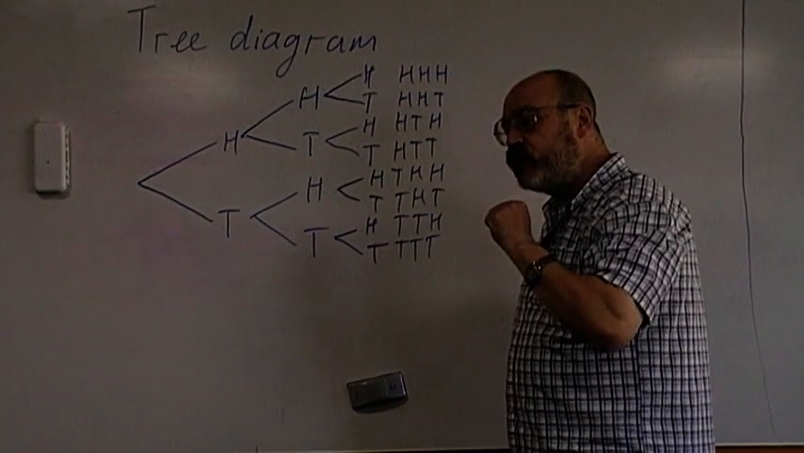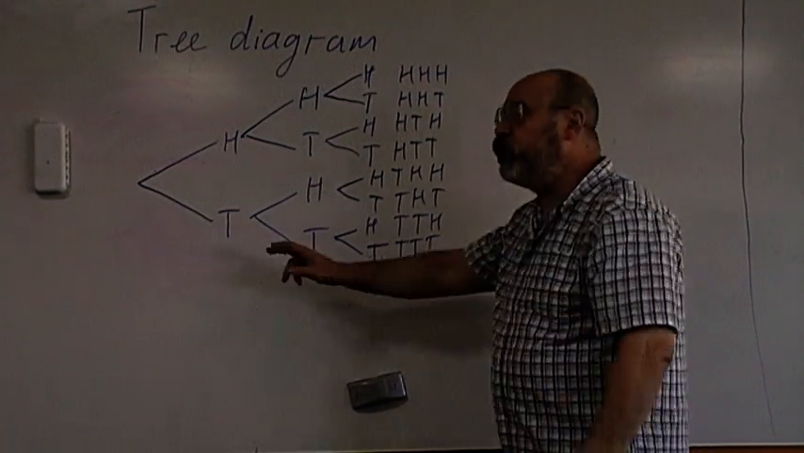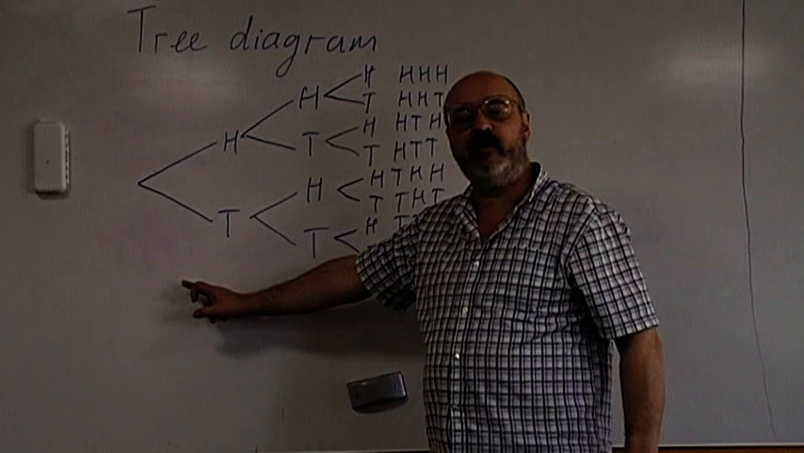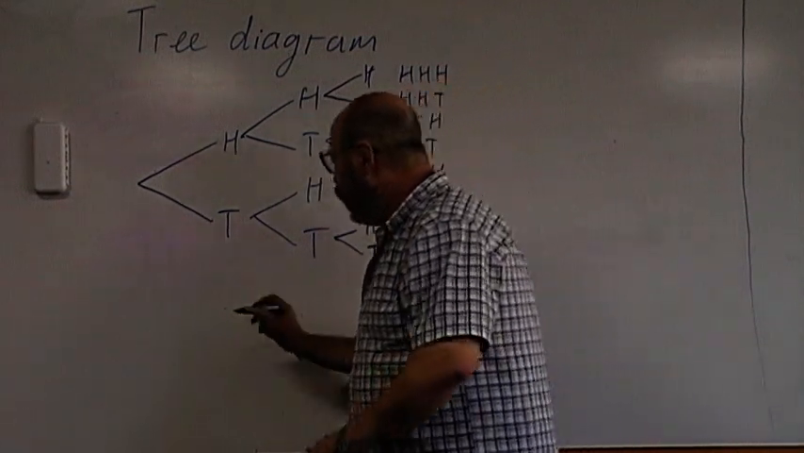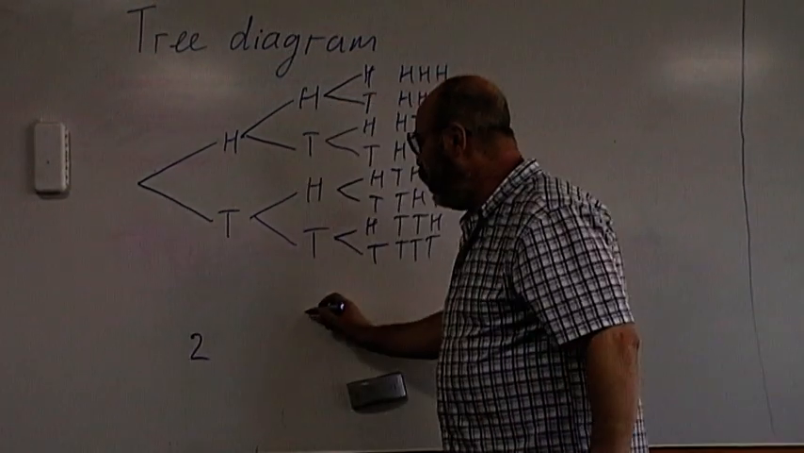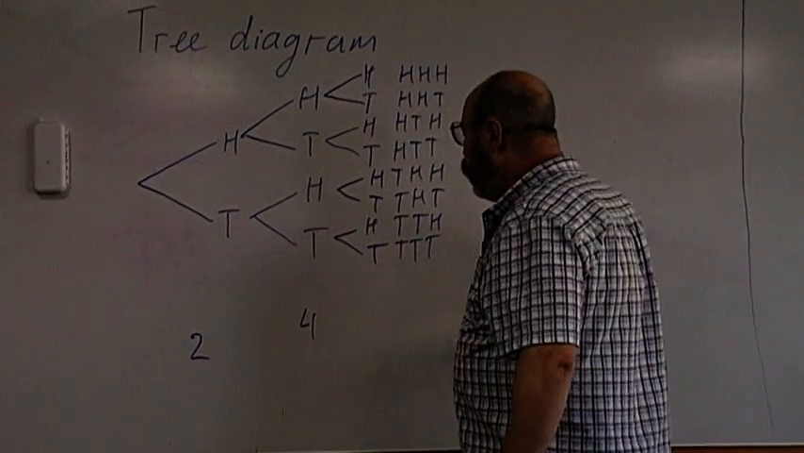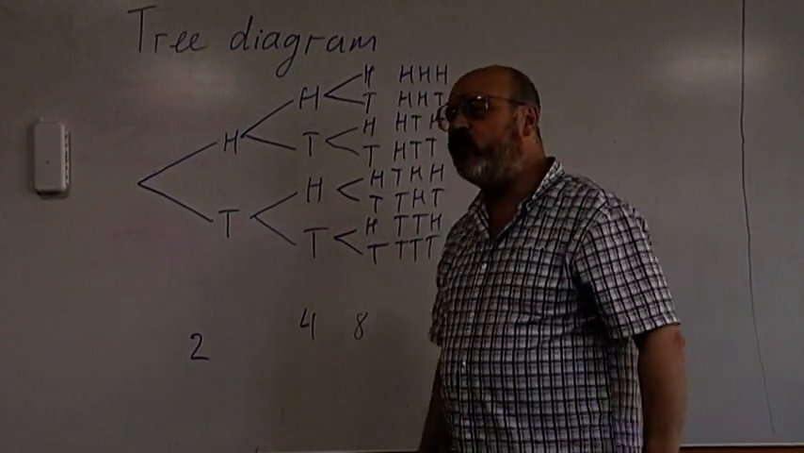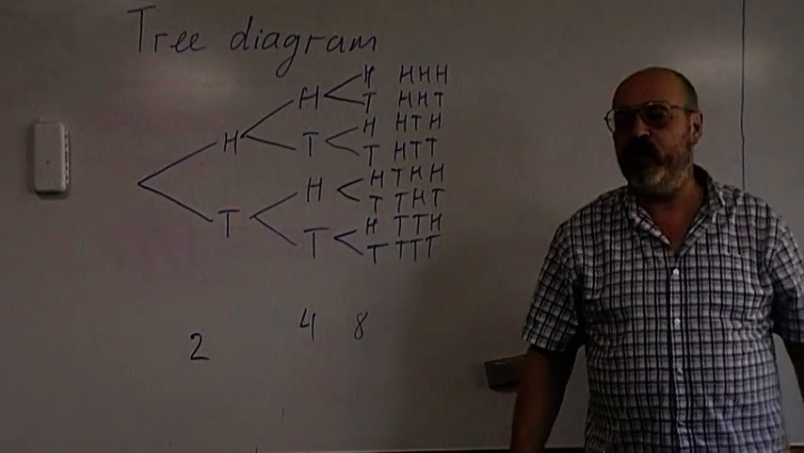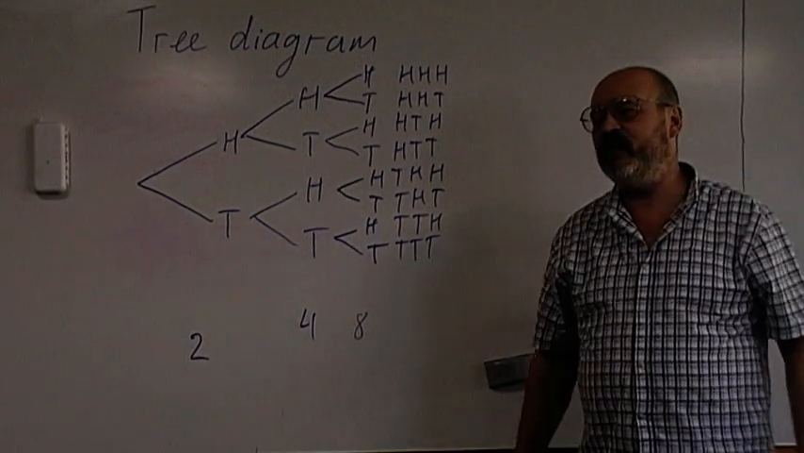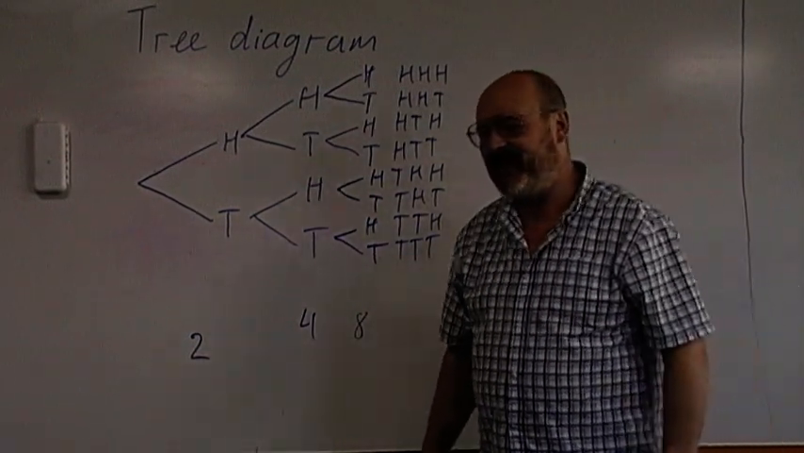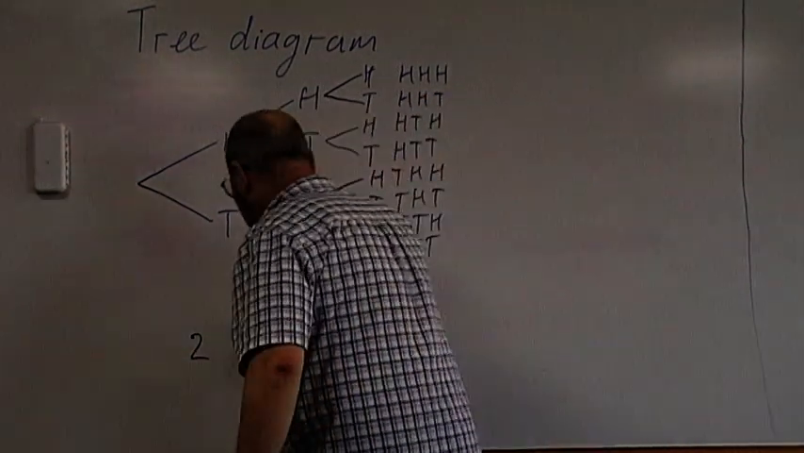Very good observation. You see, when we toss one coin, how many outcomes do we have? Two. When we toss two coins, we have four. When we toss three coins, we have 8. If you toss 4 coins, how many outcomes? We'll have 16. It doubles every time.